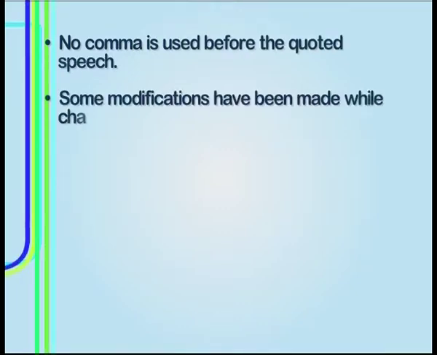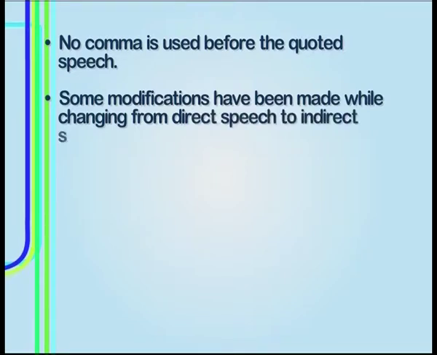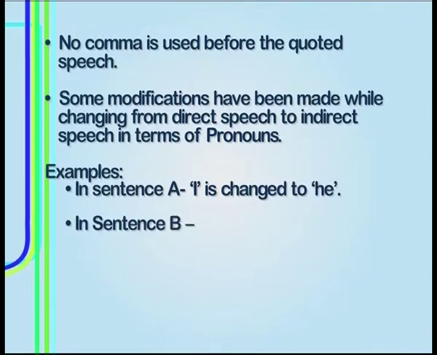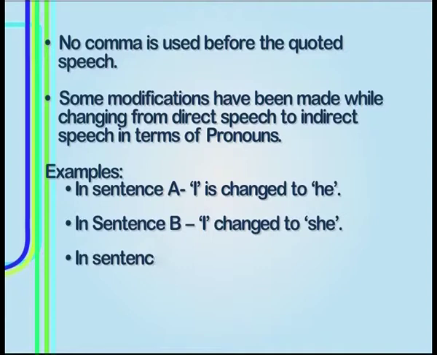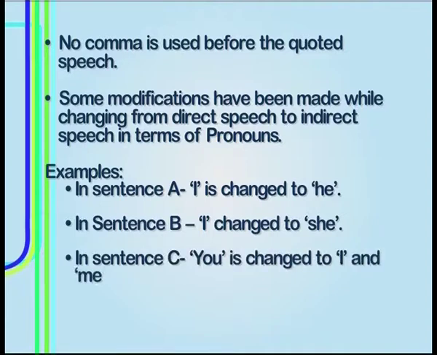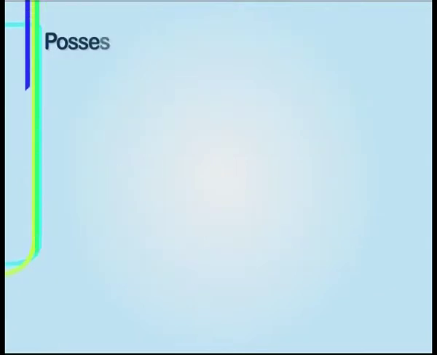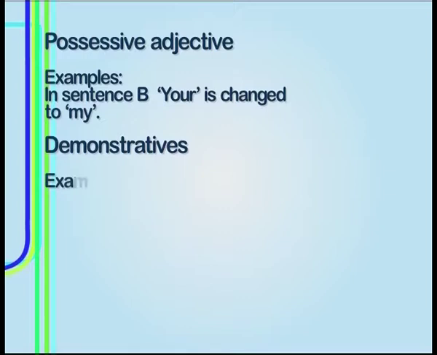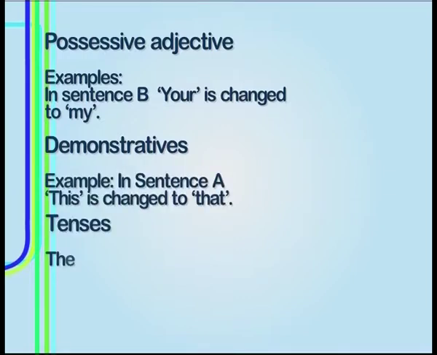Some modifications have been made while changing from direct speech to indirect speech in terms of pronouns. Examples, in sentence A, I is changed to he. In sentence B, I is changed to she. In sentence C, you is changed to I and me is changed to him. Possessive adjective. Examples, in sentence B, your is changed to my. Demonstratives. Example, in sentence A, this is changed to that.